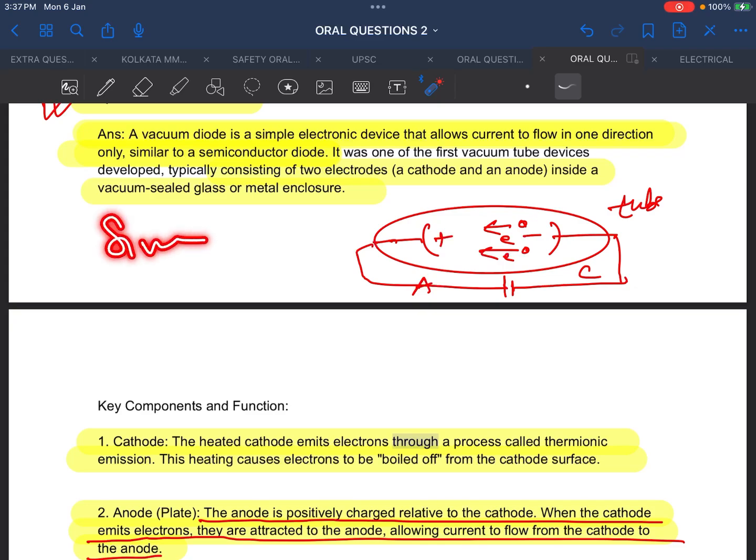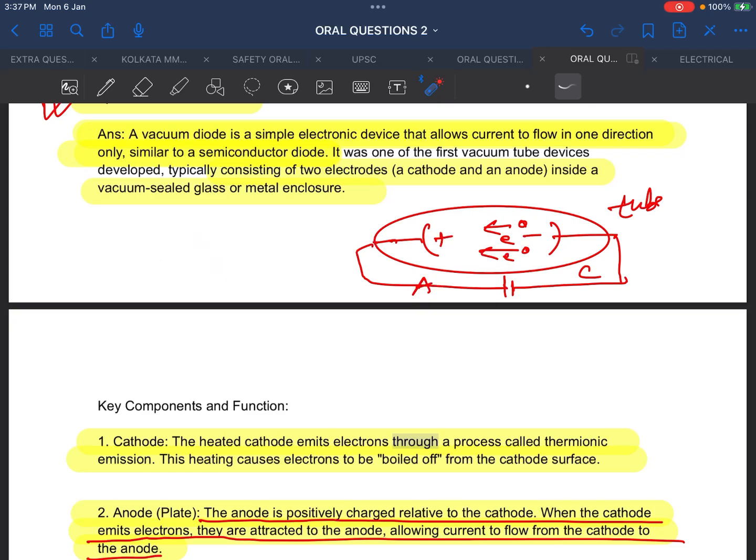And in a semiconductor also, with the help of base current, we start the current flowing from emitter to collector, and there is electron flow between the emitter and collector. Here also it is the same.